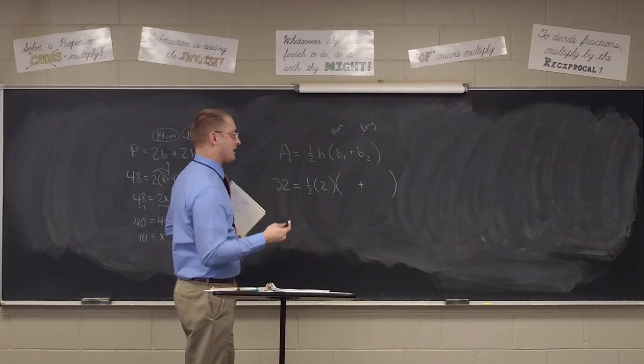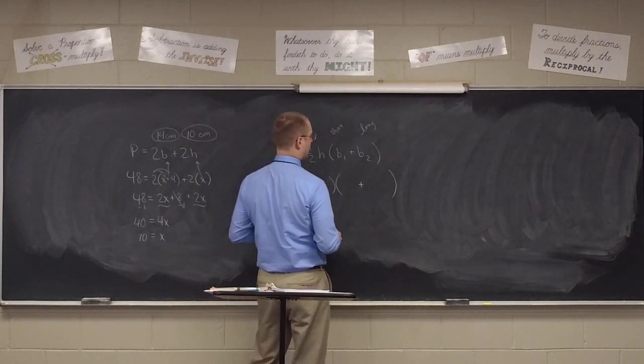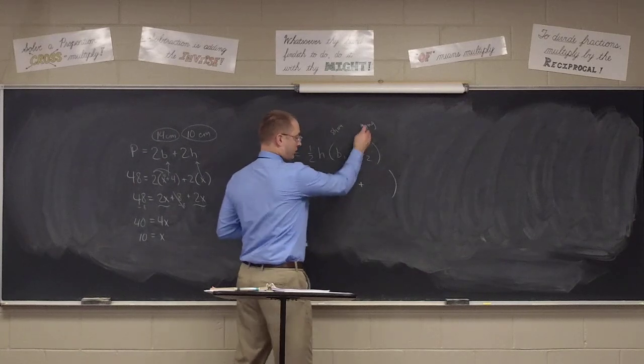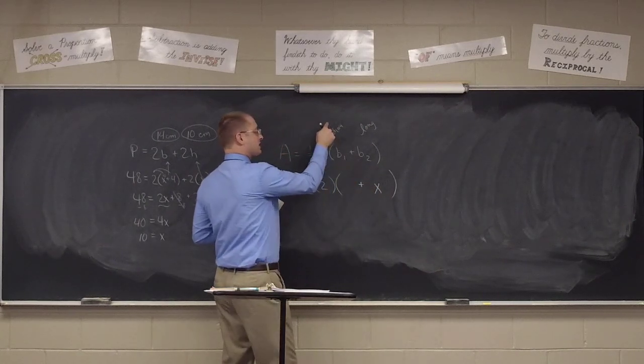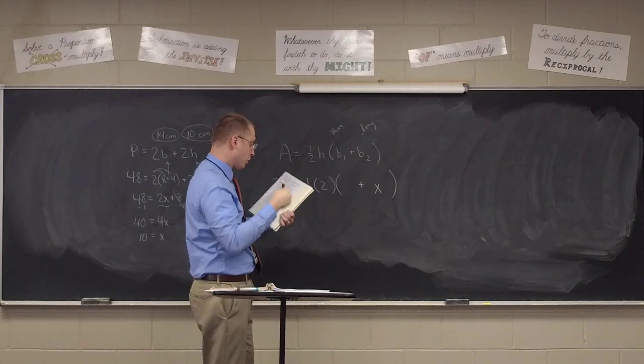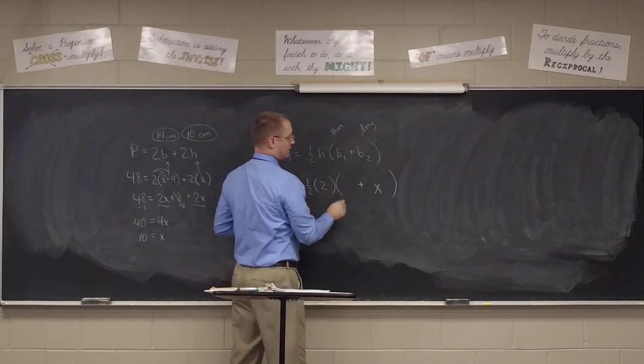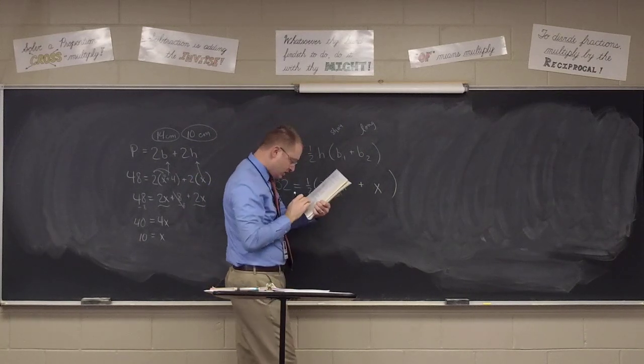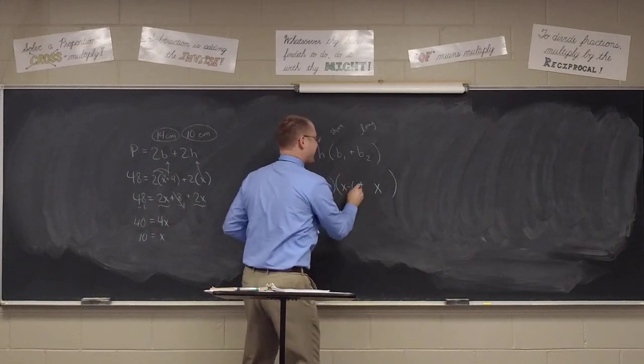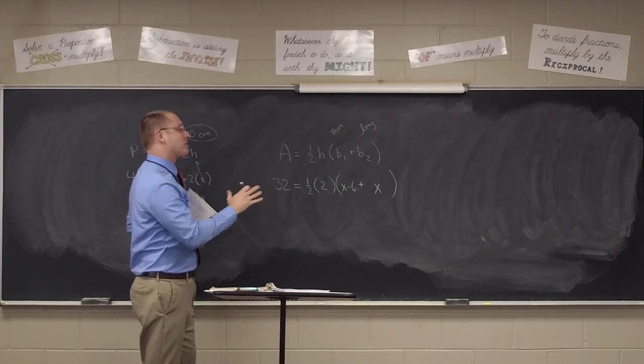So which base should be X? The long, right, should be X. How should I represent that the short is 6 meters shorter than X? X minus 6, right? And so this is how we should have set this up.